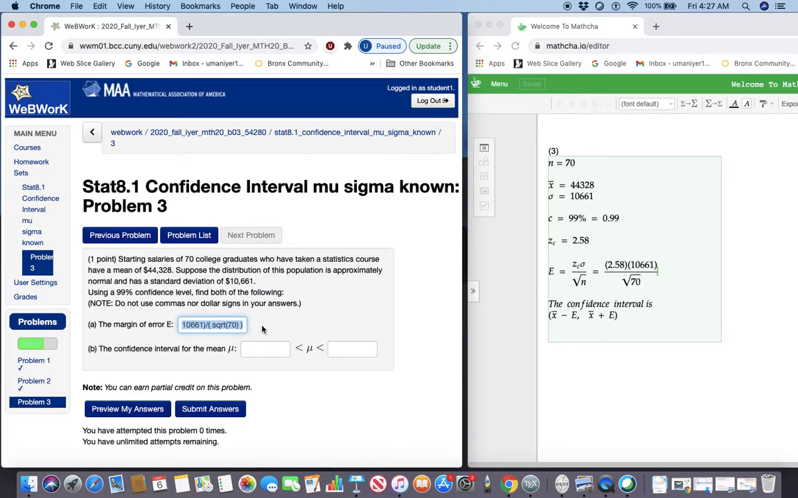So the confidence interval is, I'll copy the margin of error. From X bar, take away the margin of error. X bar is 44328. So the left hand point is 44328 take away the margin of error that I copied. For the right hand point, it's X bar, 44328, and now I'm going to add whatever I copied from there.